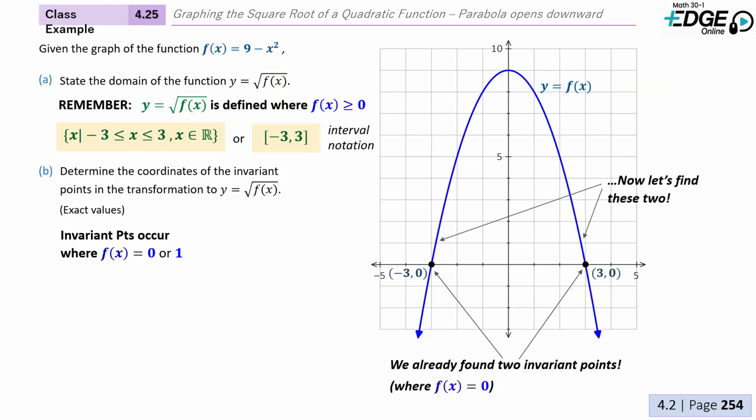But now let's find these ones. And remember, we're looking for the x values at these points. And that's going to occur when f of x, or y, is equal to 1. So we'll set our function 9 minus x squared equal to 1. So we can solve for our x value at that point.